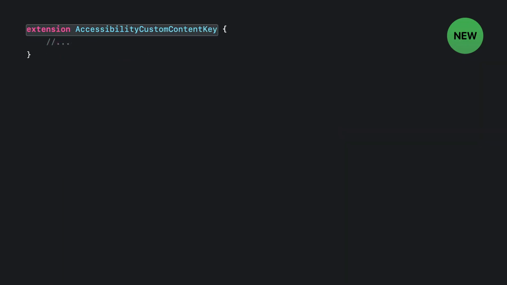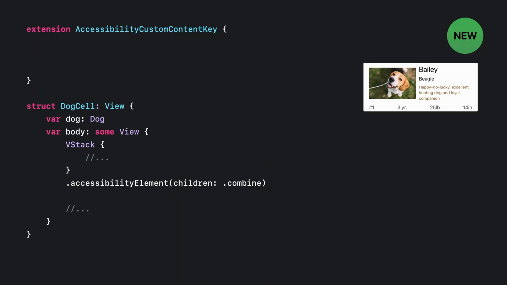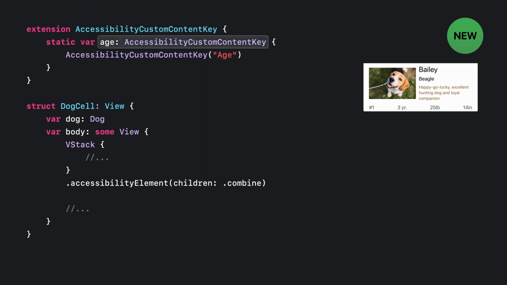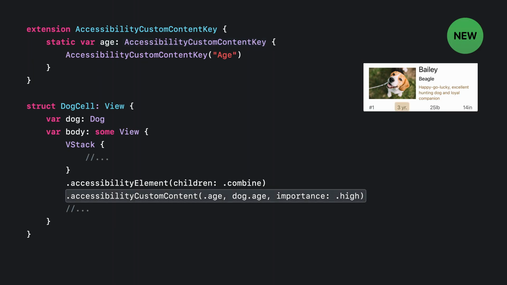If we want our custom content value to be manipulated in more than one place in the SwiftUI hierarchy, we can avoid redefinition of the key by creating an extension of AccessibilityCustomContentKey. This will give the ability to update or remove the value for that key without recreating the localizable text string. In our dog cell example, we have created an extension of AccessibilityCustomContentKey and added age as one of the custom keys. On the dog cell body's VStack, we have added the accessibilityCustomContent modifier with the AccessibilityCustomContentKey age instead of using a string key here.